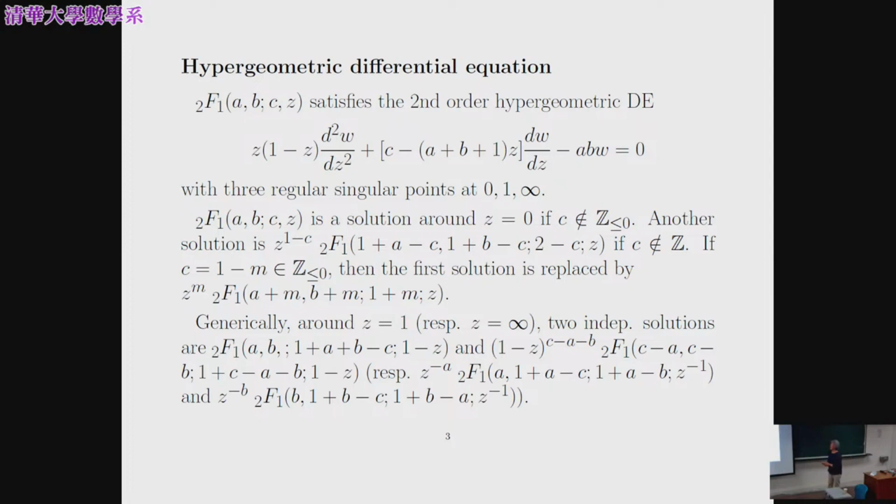Okay. And similarly, at other singularities, at 1, you will get solutions which are expressed in powers of 1 minus z for both of them. And at infinity, you will get solutions expressed in terms of z to the minus 1. Okay.